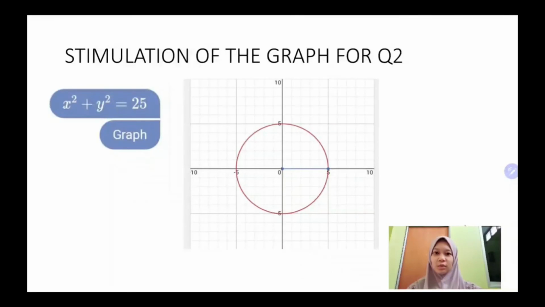This is the graph that will be obtained from the equation x squared plus y squared equal to 25. The x-axis shows that the value of x is positive 5 and negative 5. The y-axis has the values of positive 5 and negative 5.